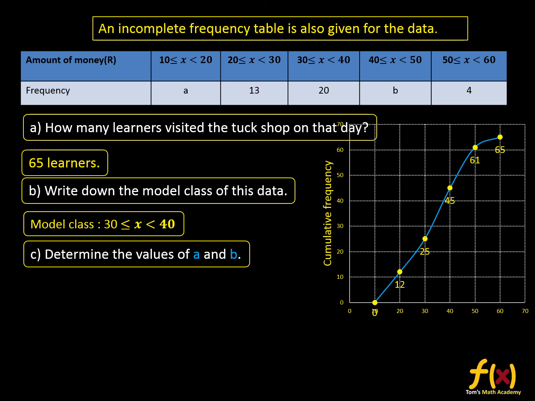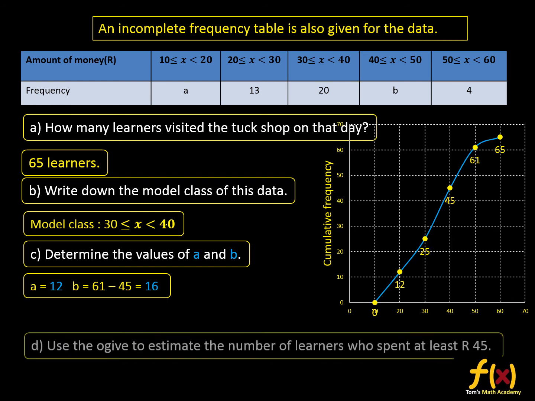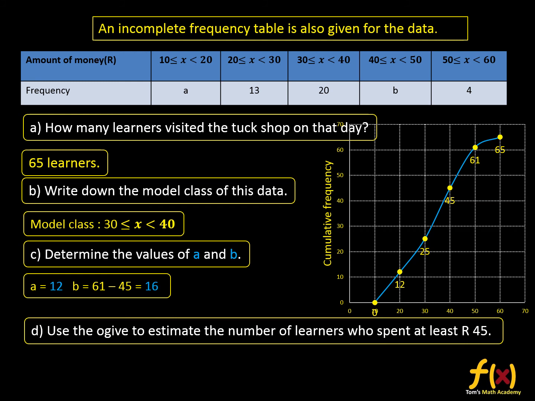Question C, determine the values of A and B using the ogive. We simply write all the values. A is equal to 12. B is equal to 61 minus 45. We get 16.